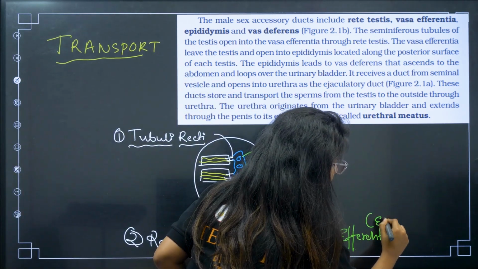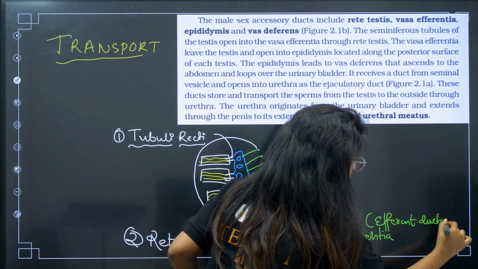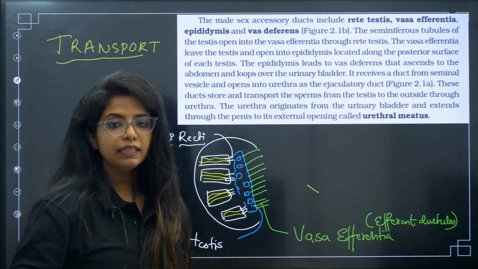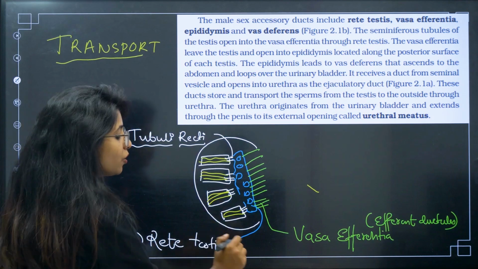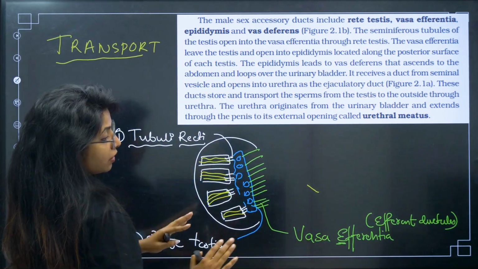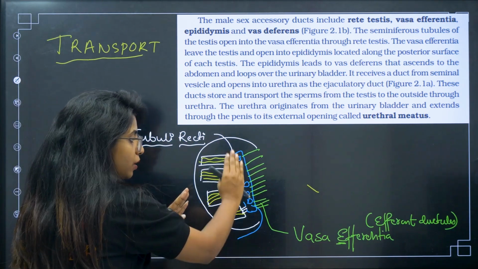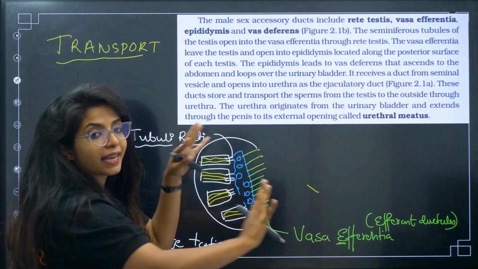So what do we have? Efferent ductules. Fine, this is also done. Now how can you remember this? E for exit. So this vasa efferentia, there are almost 20 of them, and they are going to take the sperm which is made here outside the testis.